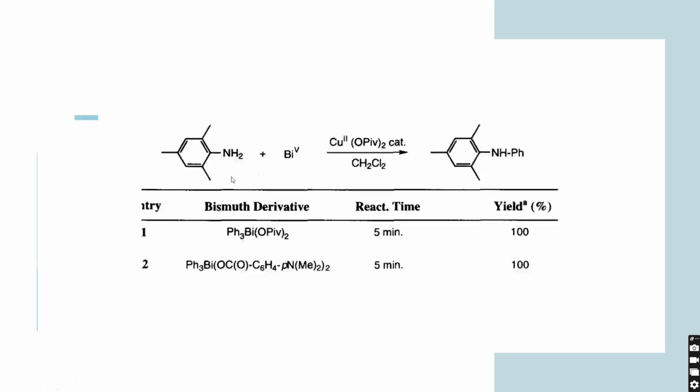So in this way, the phenyl which was first present in the bismuth center can first undergo oxidative addition and transmetallation with this copper catalyst, which then undergoes reductive elimination to transfer the phenyl group to the amine center. And ultimately we are getting this arylated amine as our final product.